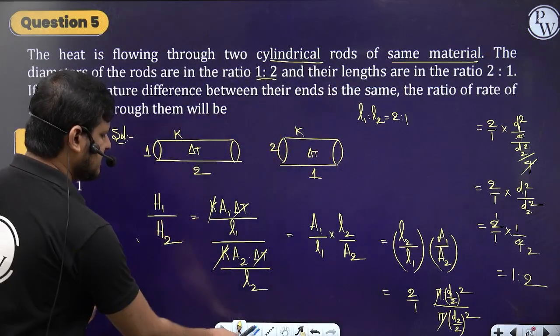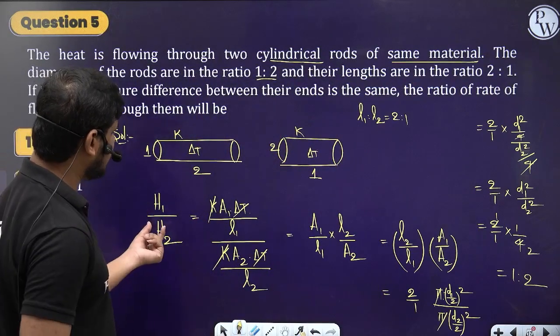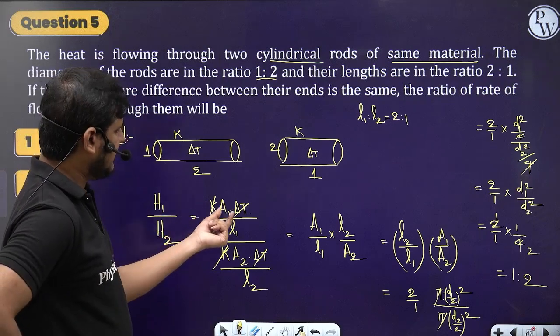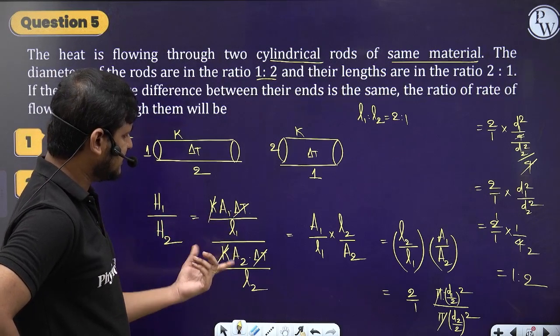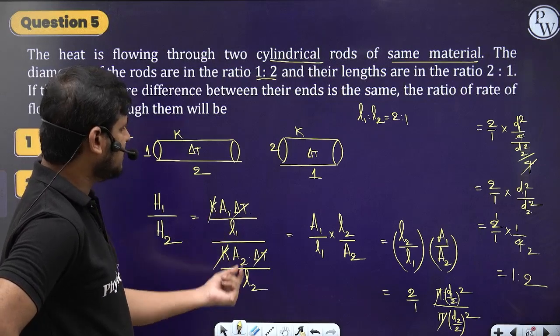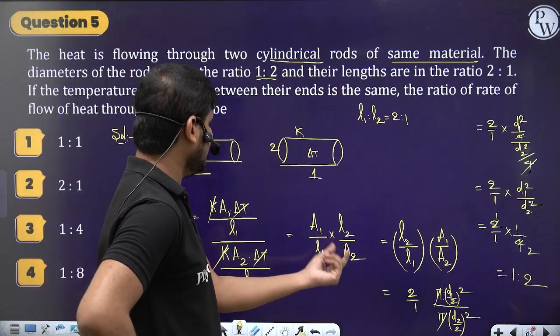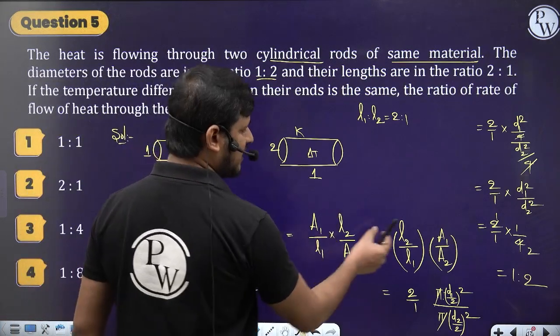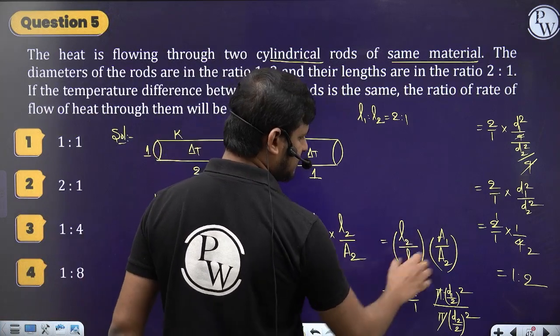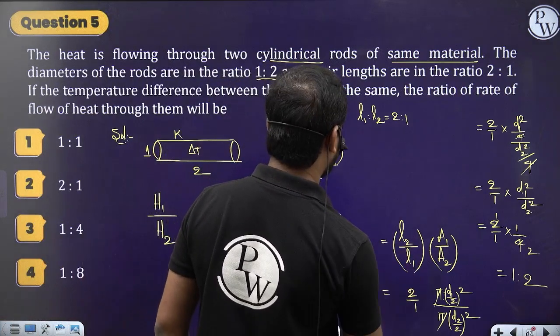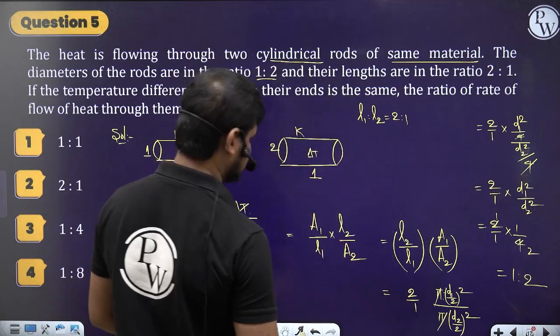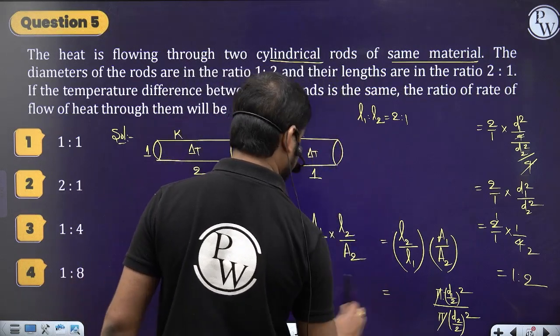So let's check again. K H1 by H2 is equal to K A1, so K delta T gets cancelled. So A1 by L1 into L2 by A2. Here I wrote L2 by L1 separately and A1 by A2 separately. Here I took L2 by L1 in reverse, guys. So this should be 1 by 2. Yeah, here is a mistake.